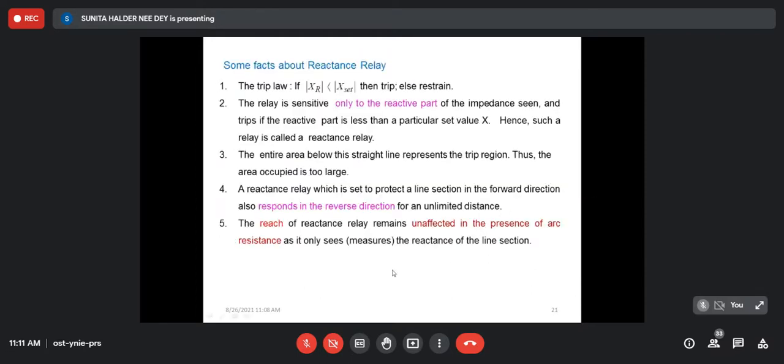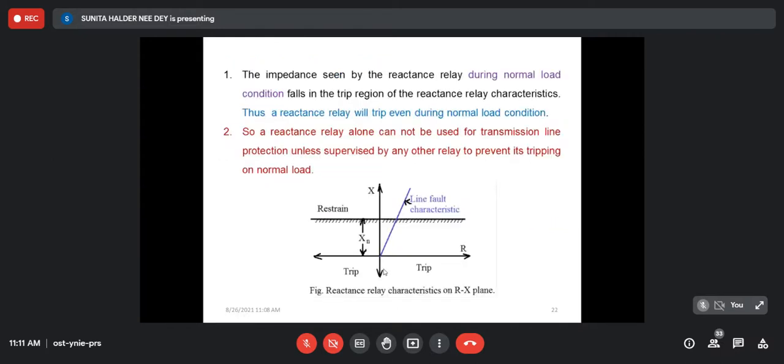This is one thing. It is unaffected by the arc resistance. Second thing, third is that under normal condition also the relay may fall under the trip region. Why? Because under loading condition this X may be lower. When the current is higher, under overloading condition or rated loading condition, this X may be lower. So it will trip actually. So for that reason, a reactance relay cannot be used alone.